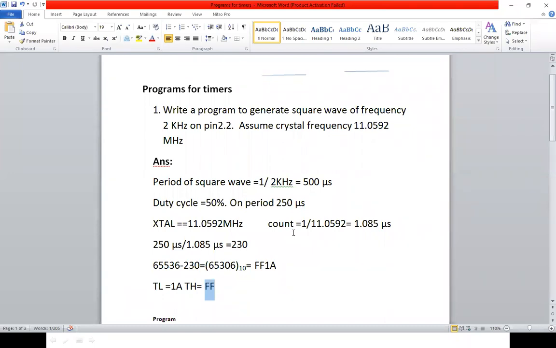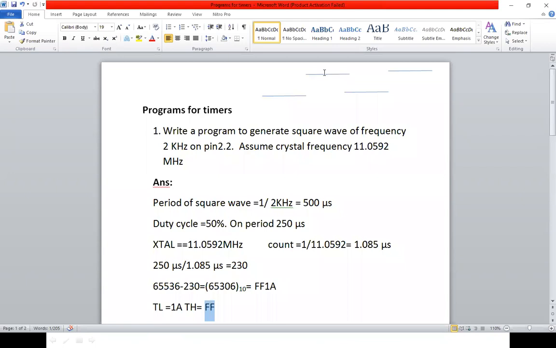See, if I give the duty cycle as 66% for the square wave, then we have to generate two hex values to store in TL and TH. The first hex value is for the 66% on time, and the next value is for the 33% off time of the square wave. So the on period and off period have different hex values. But here we have to generate a square wave, so the on and off periods are the same, and there is no need to calculate separate values of TL and TH for the other.